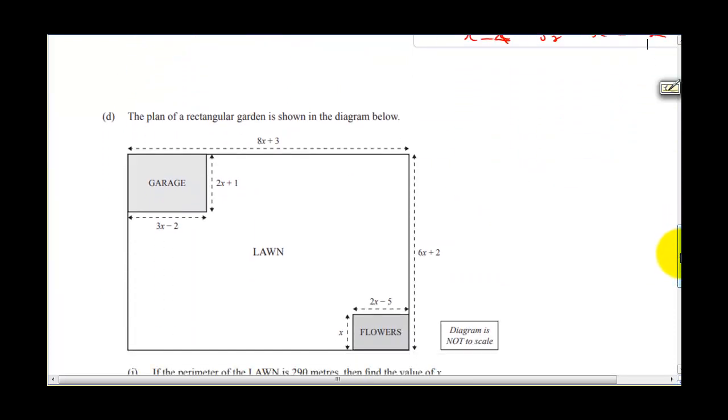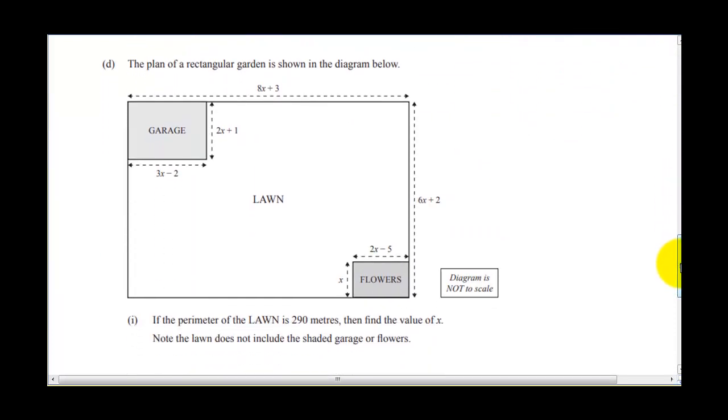Now the big question. The question says the plan of a rectangular garden is shown in the diagram below. So this is a rectangular diagram. So take your time, go through it. Now question I says if the perimeter of the lawn is 290 meters, then find the value of x. Note the lawn does not include the shaded garage or flowers.